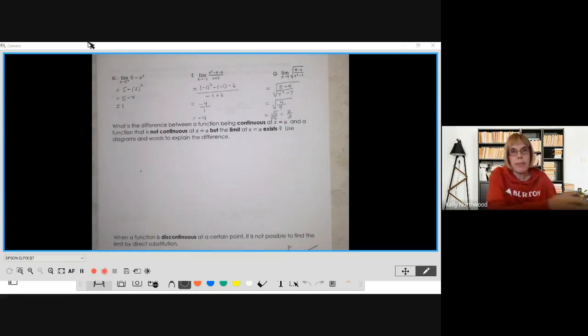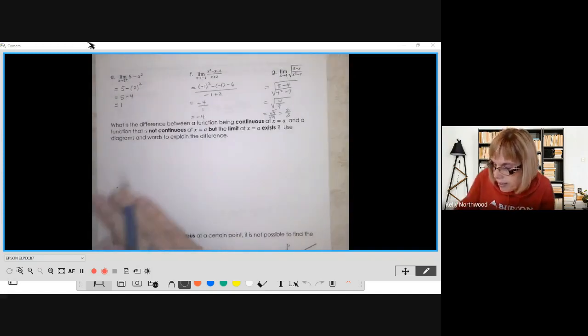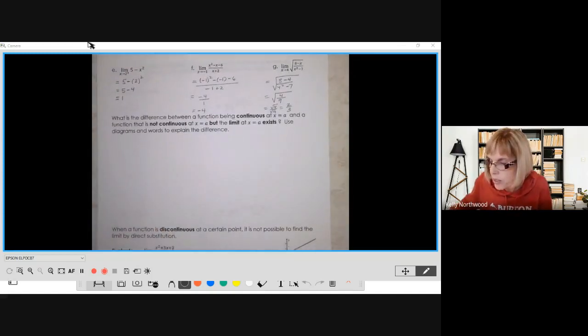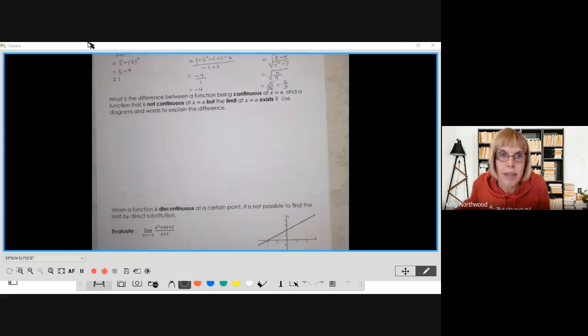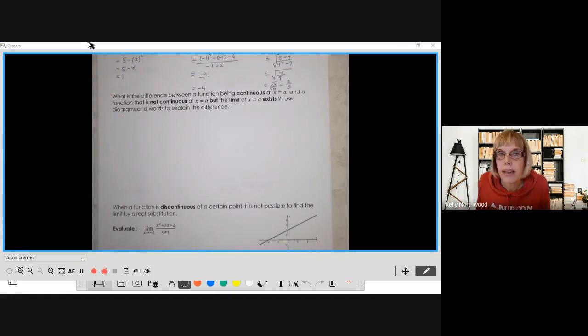Okay, so now we're going to do something that's really important for first year university. I'm going to try to give you a grade 12 understanding of something that you're probably going to spend quite a bit of time on in first year. And that's the definition of whether a function's continuous at x equals a, and what has to be true for you to guarantee that. And a function not continuous, but has a limit that exists at x equals a.